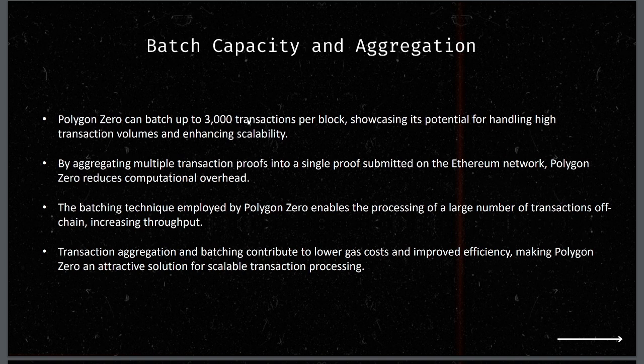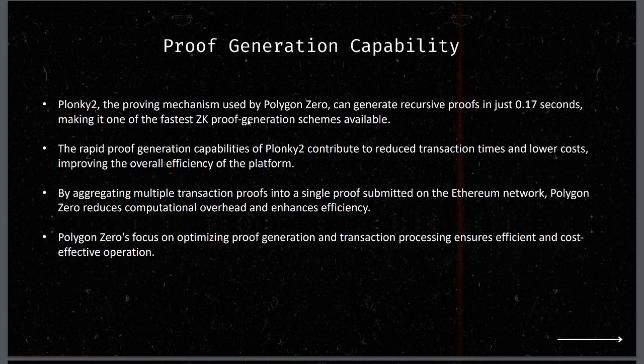So these two things, batching and transaction proof aggregation, will result in lower gas cost and improving efficiency, which will make Polygon Zero an attractive solution for scalable transaction processing. This point will definitely come into picture when we look at the use cases as to how different types of dApps or other applications can utilize technology like Polygon Zero.